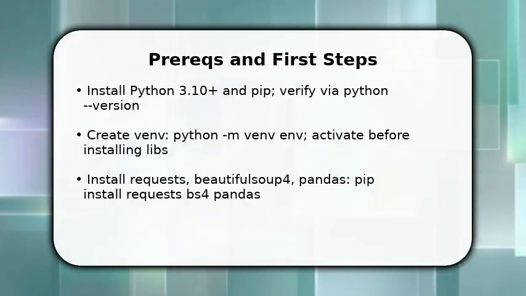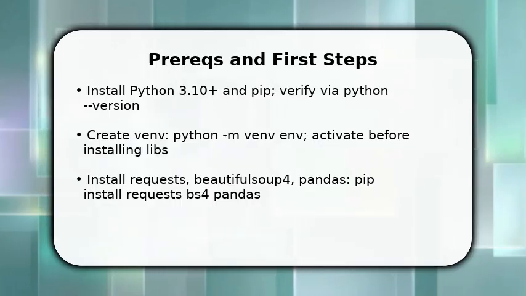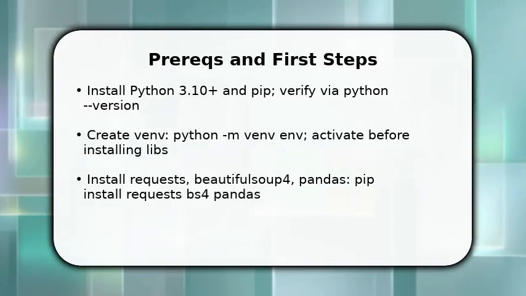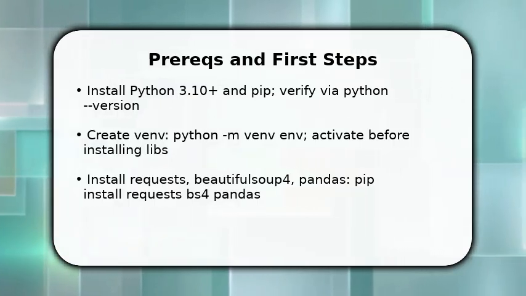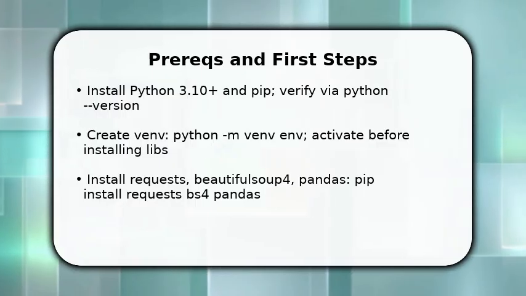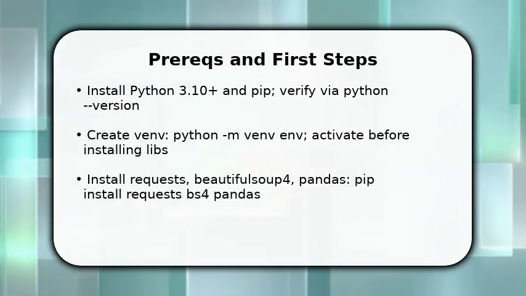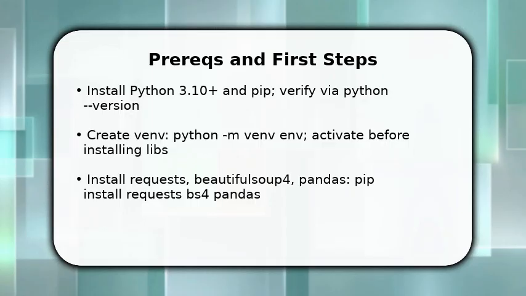You start by preparing an environment that isolates changes. Create and activate a venv so package versions stay predictable. Once done, install requests for HTTP, Beautiful Soup for HTML parsing, and Pandas to store results as a data frame.